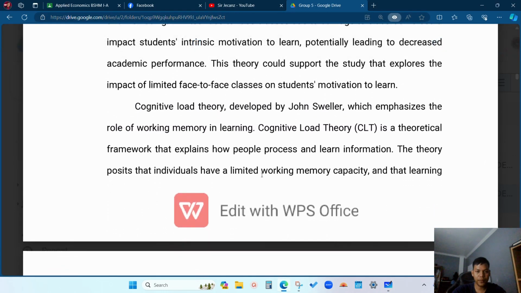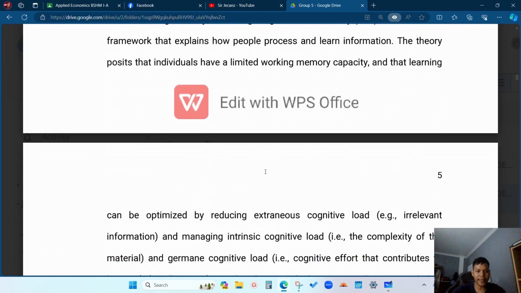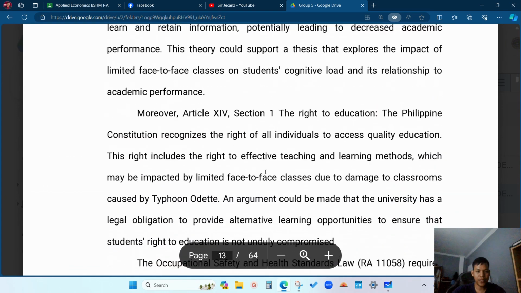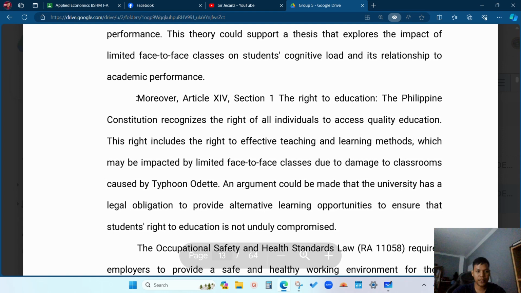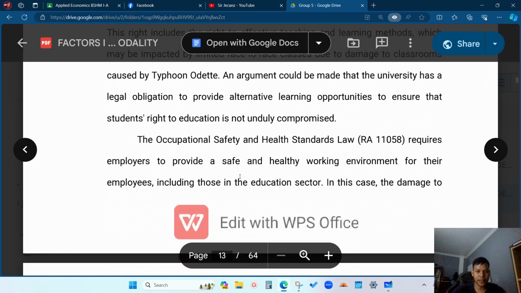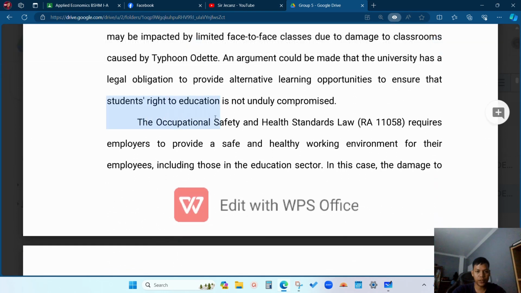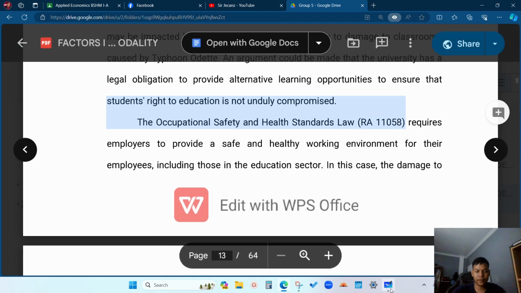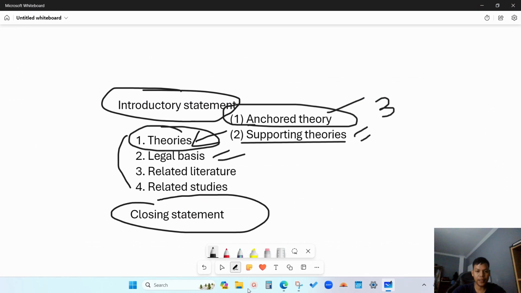For the BISU unified format, we also need to have 3 legal bases, as we have 3 theories. So after the 3 theories, we have seen here a legal basis: Article 14, Section 1, the right to education, in the Philippine Constitution, and so on. That is the first legal basis. Let's check if there's a second legal basis. The second legal basis is the Occupational Safety and Health Standards Law, or RA 11058.